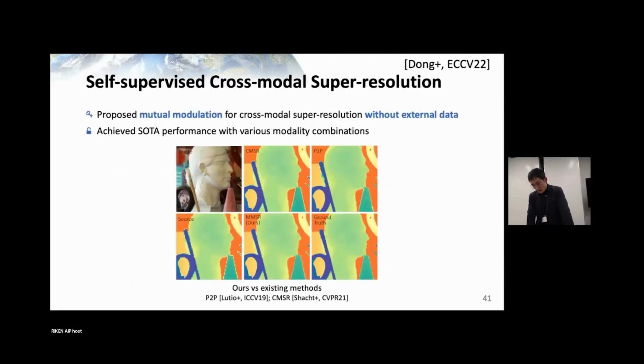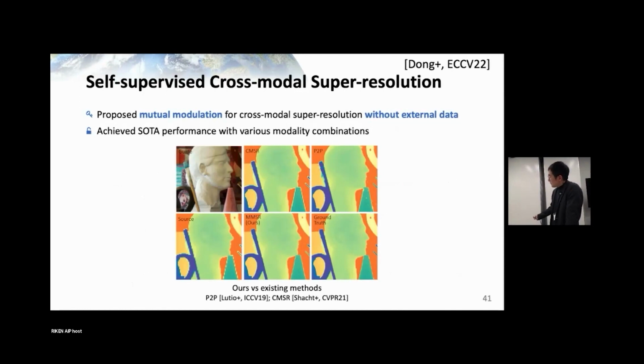And lastly, let me introduce this mutual modulation. This is led by Xiaoyu Dong, another PhD student in our group. She worked on this cross-modal super resolution without using external data, so basically only using the input image. And here is an example for RGB imagery, high resolution, and a bit lower resolution source image. And this is the ground truth.